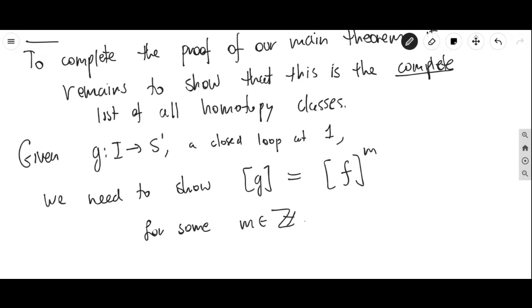So this part is actually easier. Showing that the winding number is a homotopy invariant is actually harder. That's a harder proof. This one's actually easier. So here's how we do this. So let's introduce some notation.